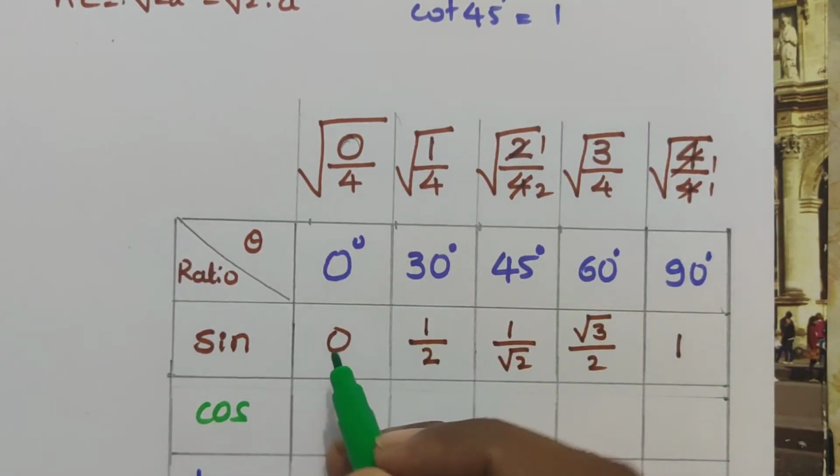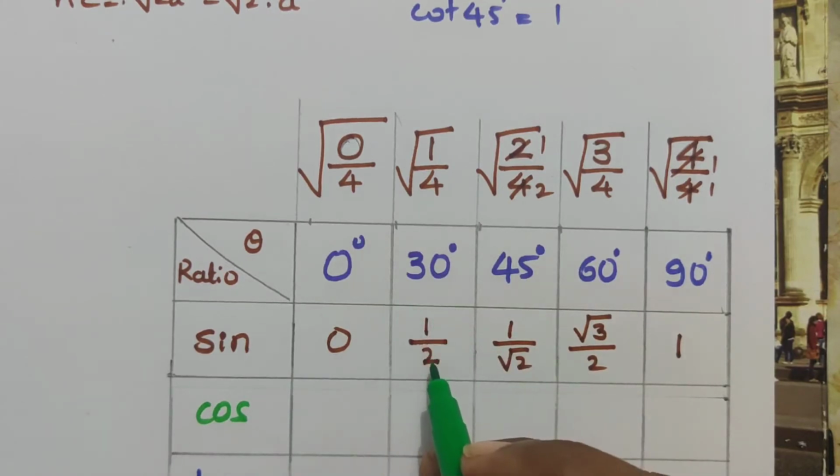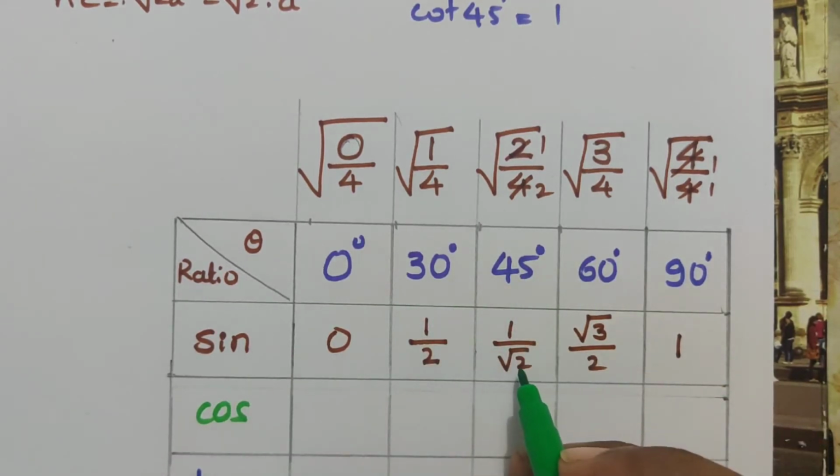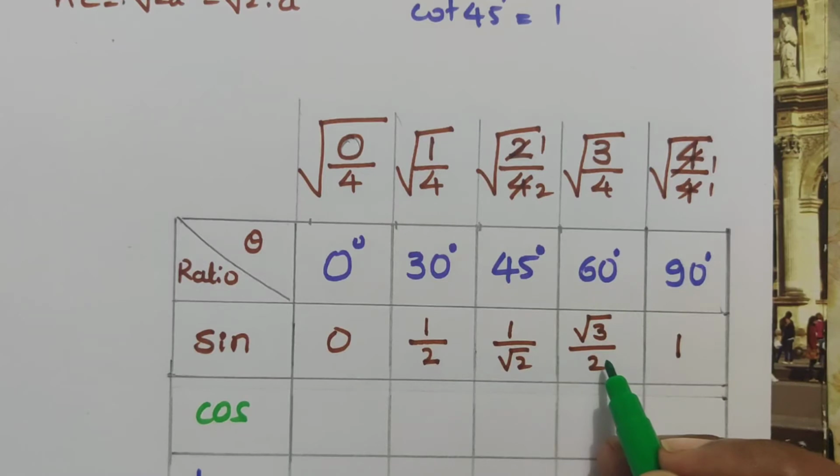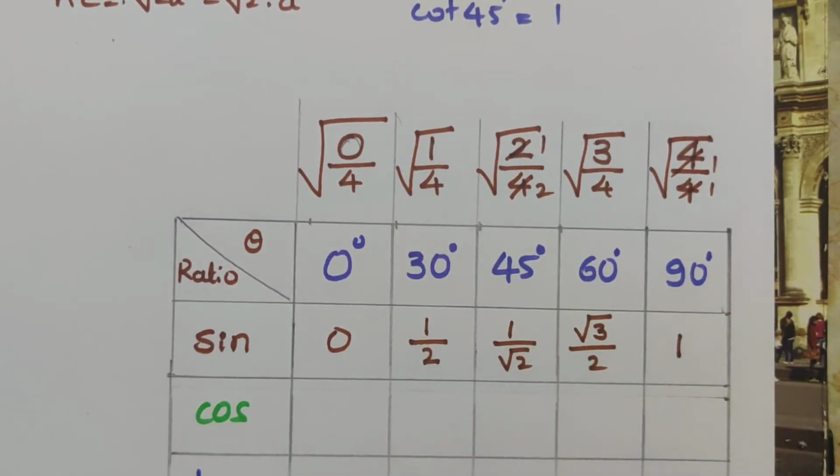Sine 0 is always 0, sine 30 is always half, sine 45 is always 1 by root 2, sine 60 is always this value, sine 90 is always 1. Okay, so now we prepared the sine values for all these 5 angles.